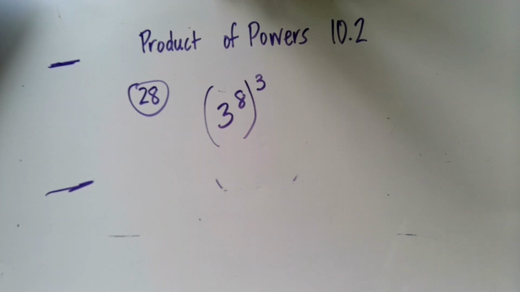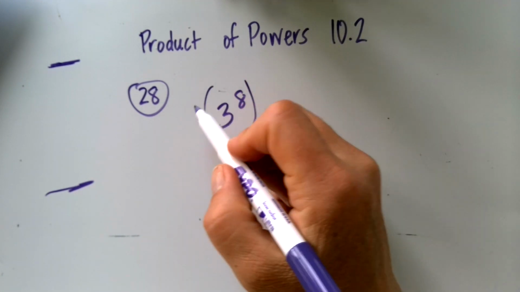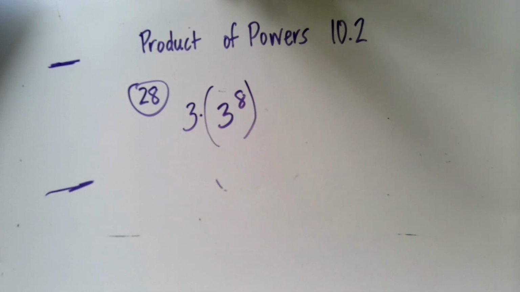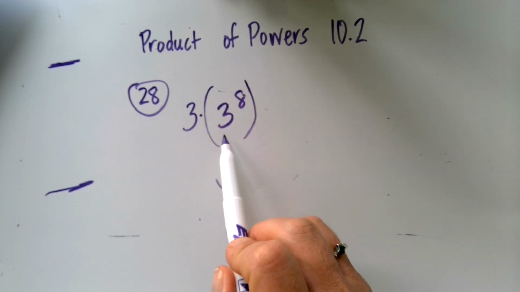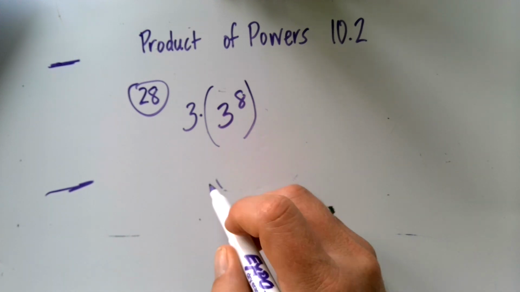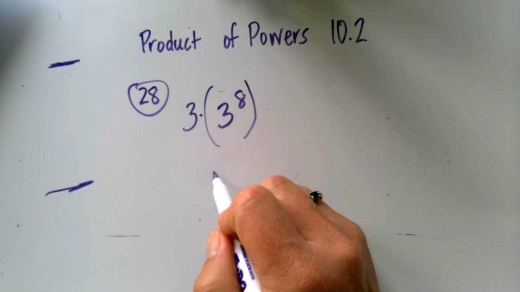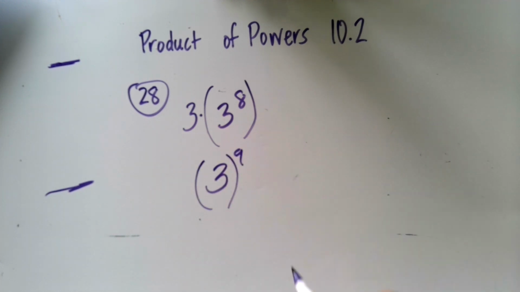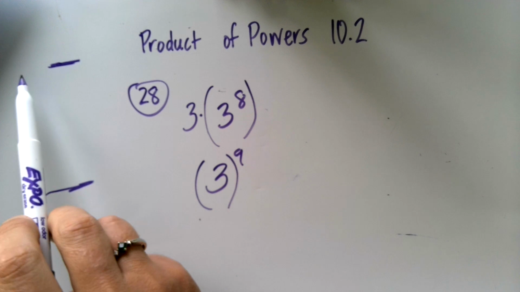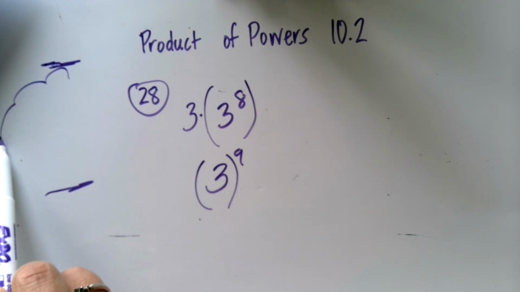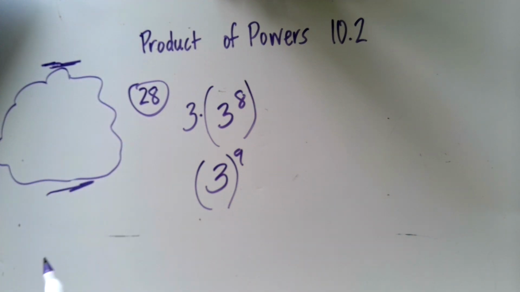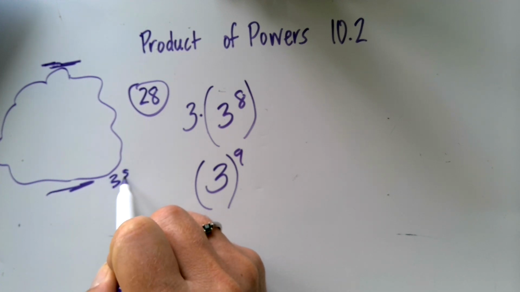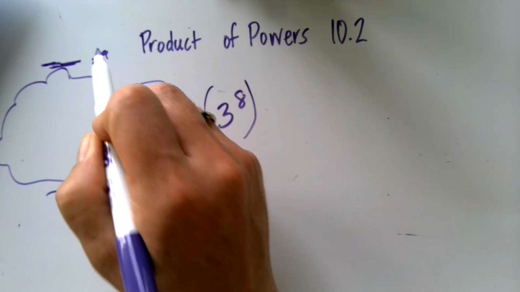Actually, I wrote that wrong. We're going to talk about that. It would be 3 times this, okay? So if this is equal to 3 to the 8, and this is 3, how many times would we have that 3 there? Our final expression would look like this, 3 to the 9th. So that is the top height of an altocumulus cloud. And our bottom height would be 3 to the 8th, and the top would be 3 to the 9th.